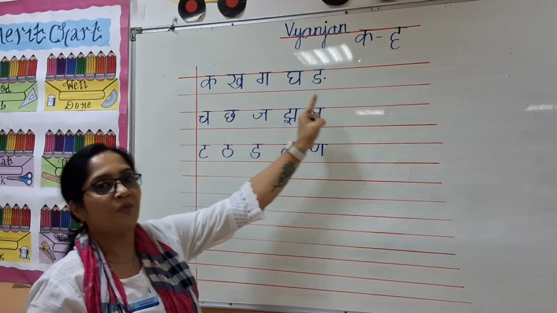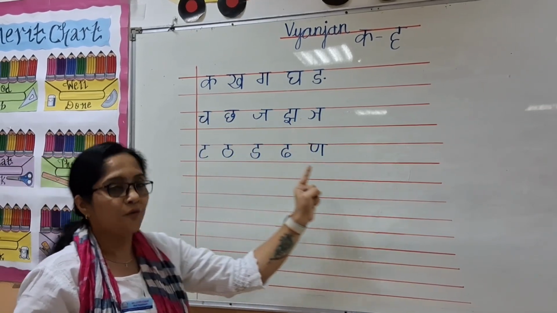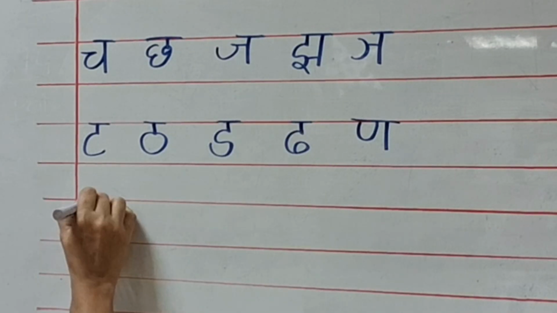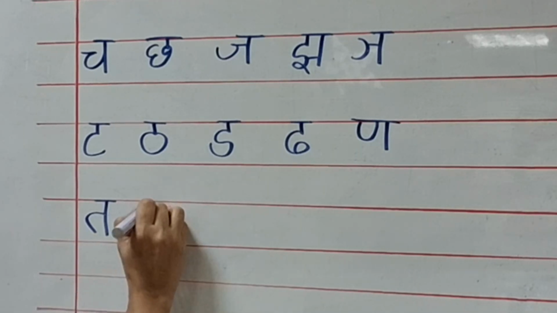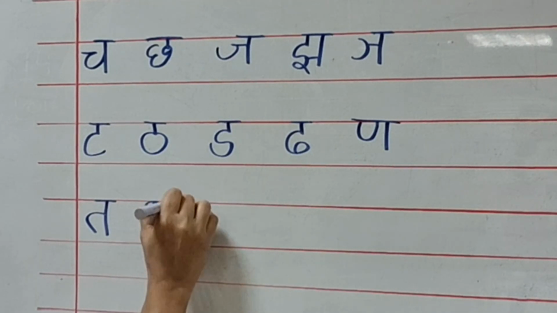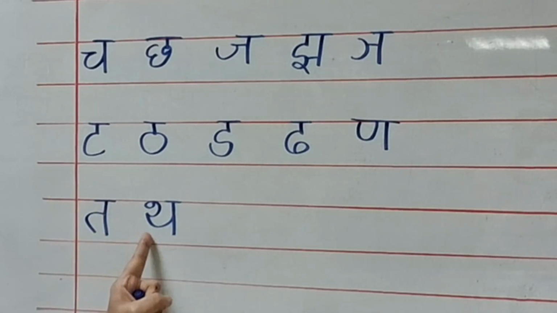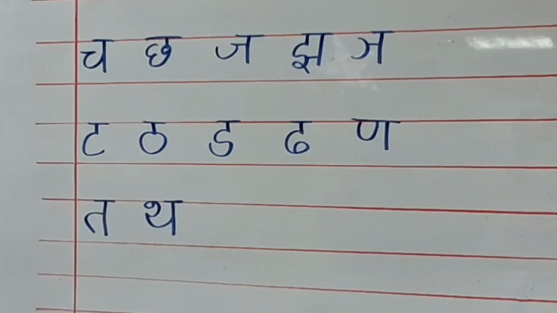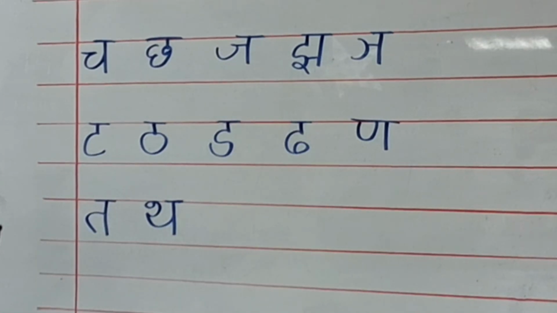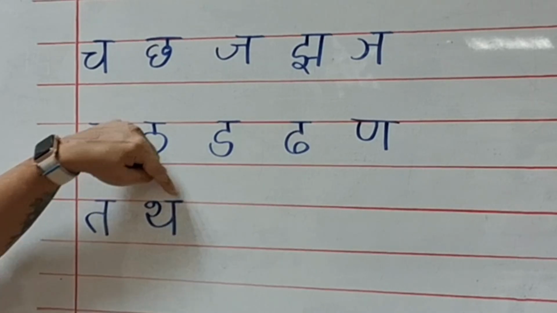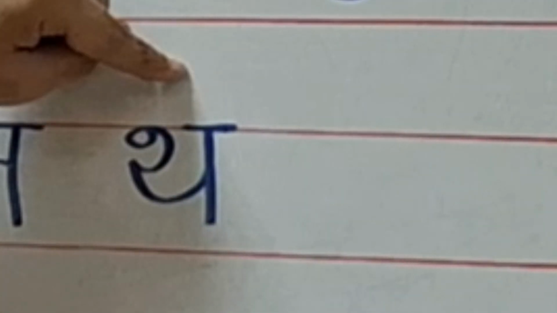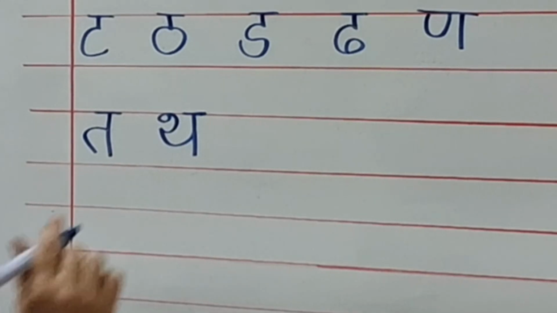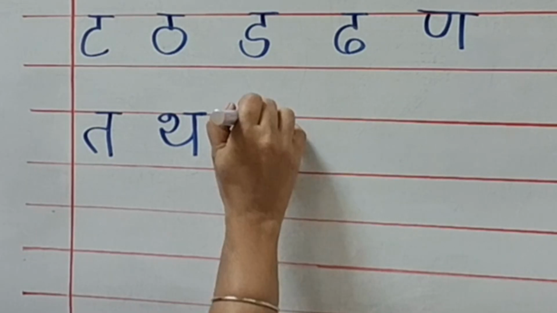So we finished the K family, Cha family, Ta family. Now we have to go to the Ta family. Okay? So Ta se tarbuz. Then Tha se thermos. Now when you write Tha se thermos, you have to remember that the sleeping line on top of this letter is going to be very small. You should not put a closing line or this sleeping line on the head of Tha. Okay? Always remember that. So, Ta, Tha and the next letter is Da.